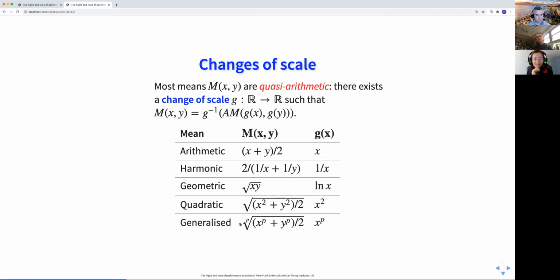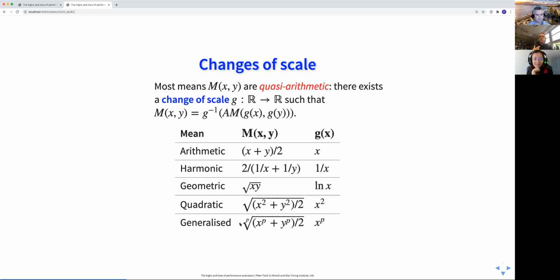So this is a very short refresher. Many of you will know this. So if you have different means, so there's the arithmetic mean, there's the harmonic mean, there's the geometric mean, so multiplying and then taking a root, quadratic mean, related to Euclidean measurements, and then a generalized mean. All of these can be understood as a change of scale.